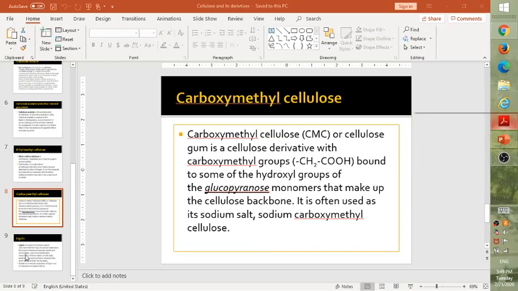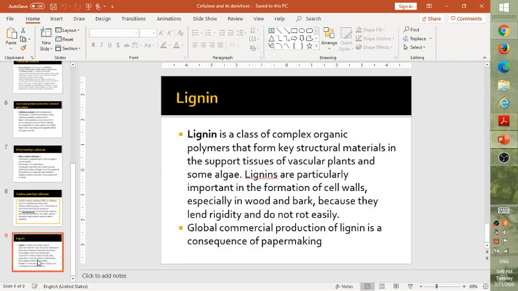So one more topic is there for you guys, that is lignin. Lignin is a class of complex organic polymers that form key structural material in the support tissues of vascular plants and some algae. Lignins are particularly important in the formation of cell walls, especially in wood and bark, because they lend rigidity and do not rot easily. Global commercial production of lignin is a consequence of paper making. So lignin is the product used in paper making. Your paper technology friends can tell you more about it, and it is one of your assignments for this unit number 3 of Special Technology 1, Plastic and Polymer Technology, to find more details about lignin.